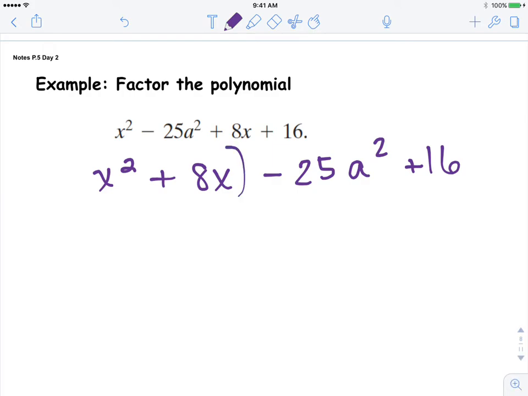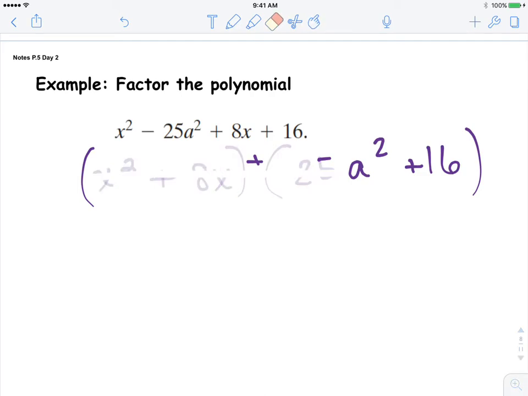I would get like terms here, but no like terms there in the second group. So that also doesn't work. So a grouping method will not work for that problem.